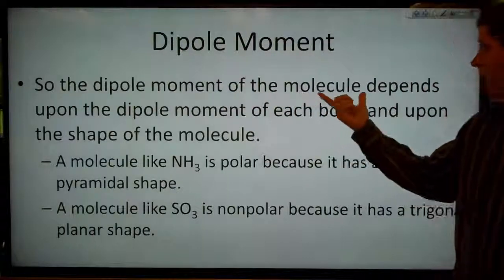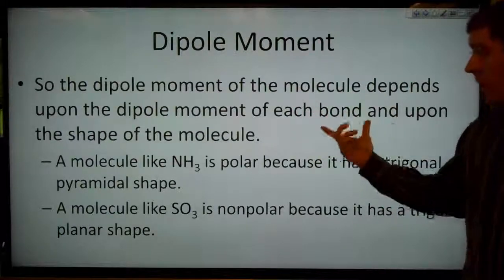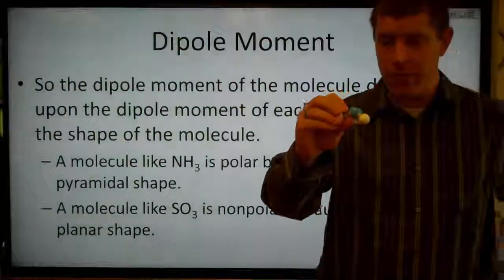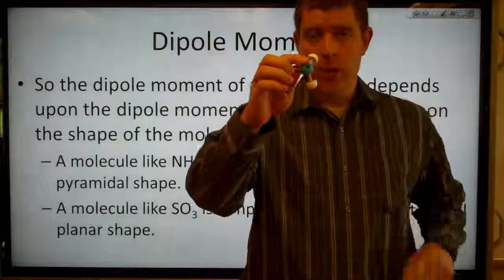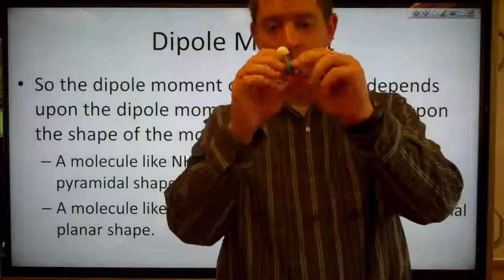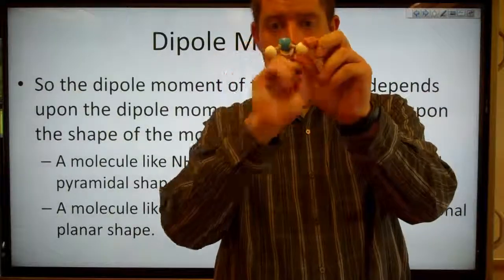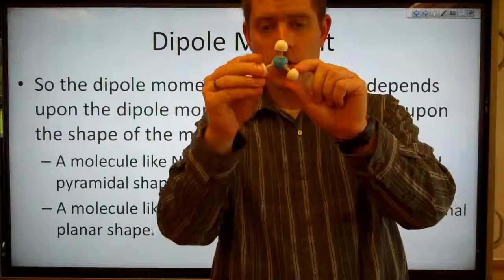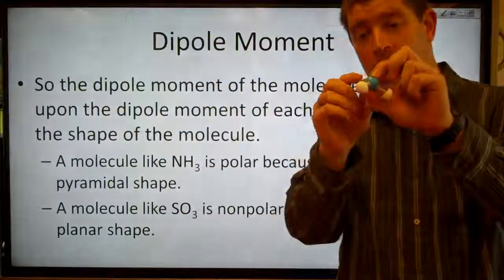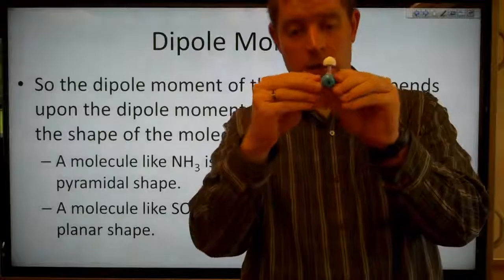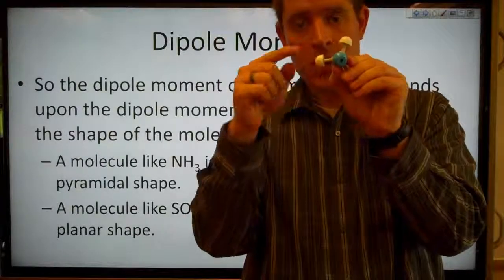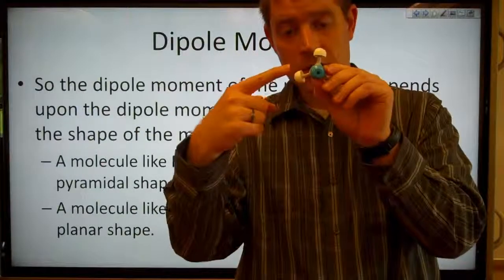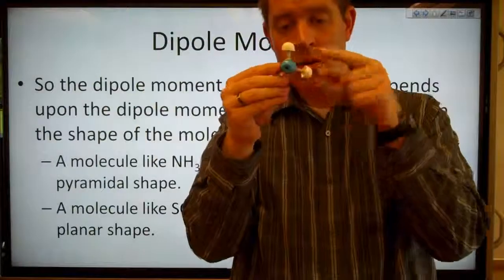So the dipole moment of the molecule depends on the dipole moment of each bond and upon the shape of the molecule. Take a molecule like ammonia, which looks something like this. We have a nitrogen atom in the center here, and 3 hydrogen atoms bonded around the outside, and it's shaped something like a triangular pyramid. It's been squished down a little bit, so it looks like this. Each of the hydrogen atoms is slightly positively charged, and the nitrogen atom is slightly negatively charged, because each of these bonds points in towards the nitrogen.